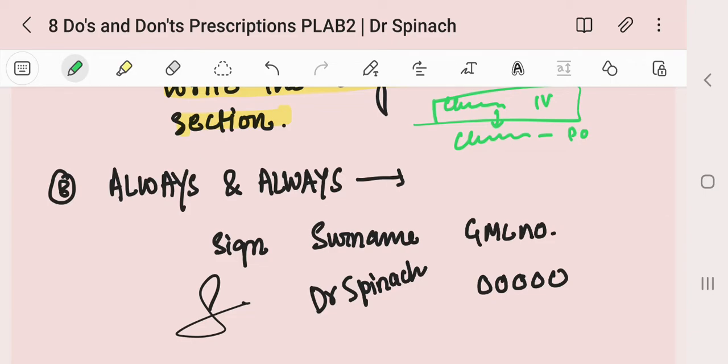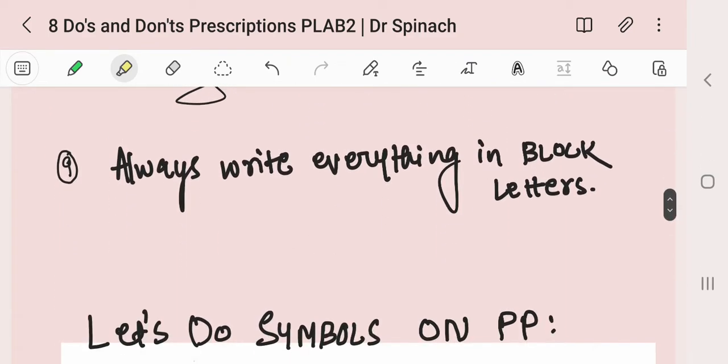So always sign your name. Put your surname and your GMC number. So remember, never forget to sign, put your surname and GMC number. Okay. And finally, remember you have to write everything in block letters so that it is easily readable by the person who's going to give these drugs to this patient.